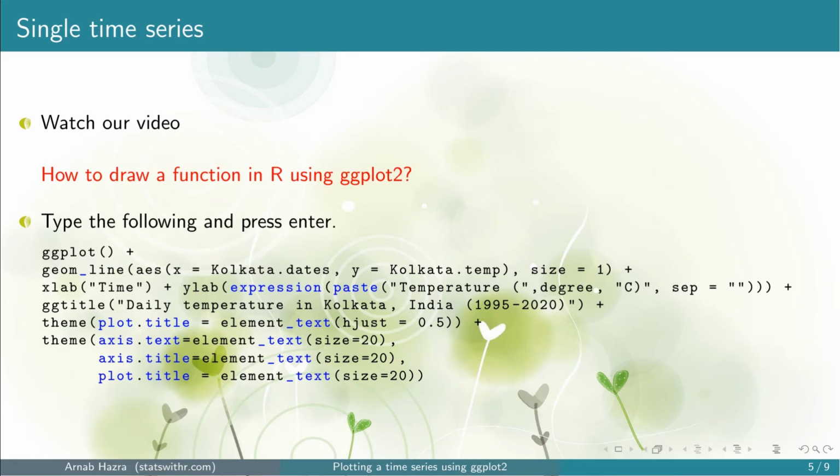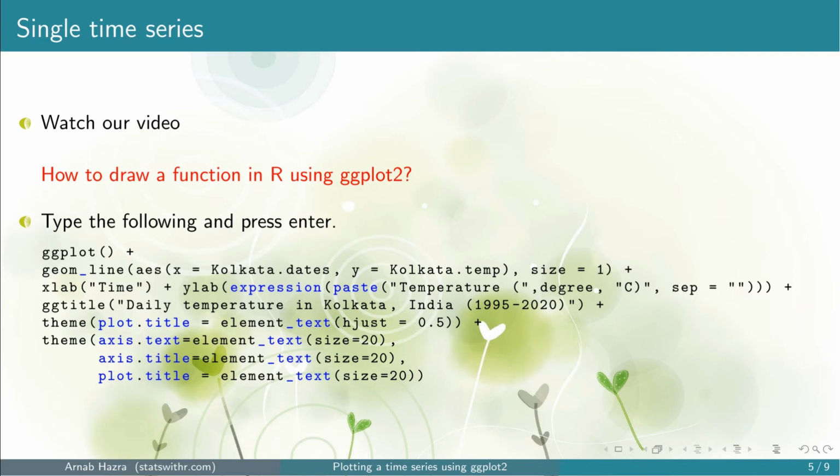First two lines create a basic ggplot. Only optional argument is size equals to 1, that makes the line wider. In the third line, xlab time within quotes adds the title time to the x-axis. Also, ylab with its arguments adds the title temperature within brackets degree centigrade to the y-axis. Here the function expression allows the use of the symbol of degree in the superscript.